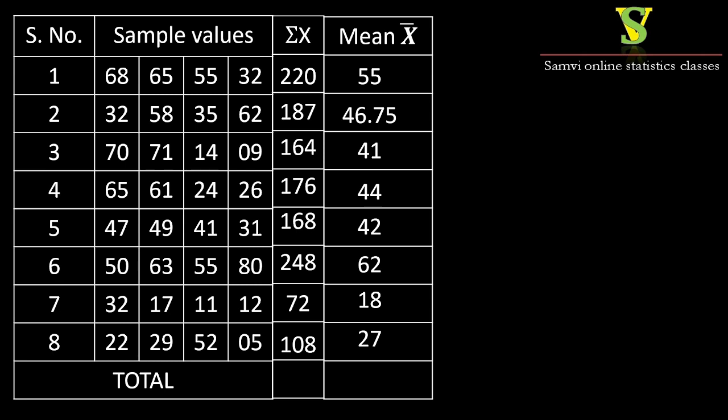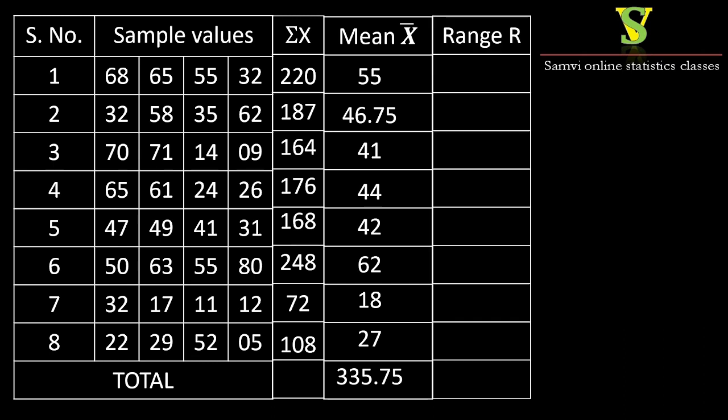So once you calculate these values, the next step is finding the total summation of X bar. I get the total as 335.75. Once you calculate the mean, the next step is finding the range. Range is nothing but the difference between the highest value and the lowest value. So we'll find the range here. First you have to select the highest value in each row and also the lowest value. Let us move to the first row.